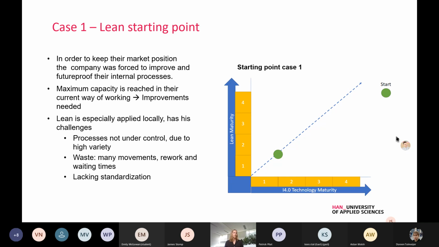Yeah, so as the operations manager mentioned, the processes were not under control. The products have a high variety, and that was difficult to manage. And there were also a lot of movements, and a lot of rework had to be done. For example, the trucks have to be loaded, and sometimes they have to go backwards and forwards. And yeah, there was a mess. And there was a lack of standardization, and therefore their journey was focused on improving lean.